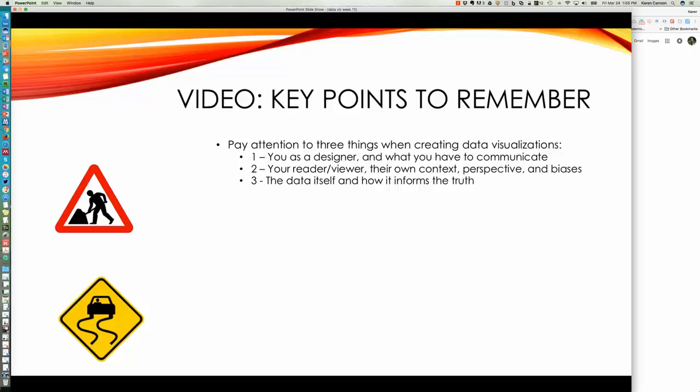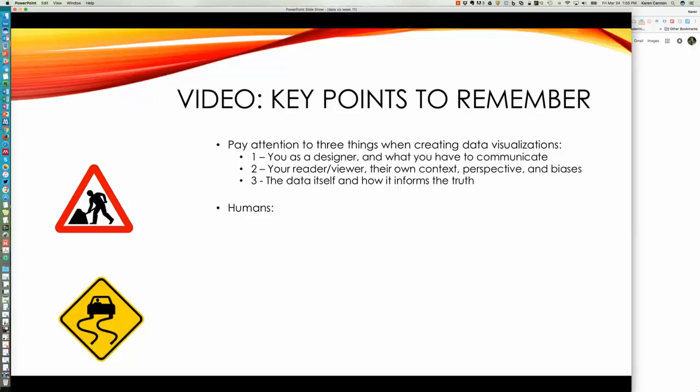So what's going on for you as the communicator, okay? Then the second element you have to think about is your reader or your viewer and where they come from, what their context is, what their perspective is, and it also mentioned biases. I thought that was pretty important. And then the third thing that you need to pay attention to is the data itself and how it informs, and it said the truth, but I think you want to think about how it informs the story that you're trying to tell. So how does it support the story that you're trying to tell, the data that you are going to represent in your data visualization, okay?